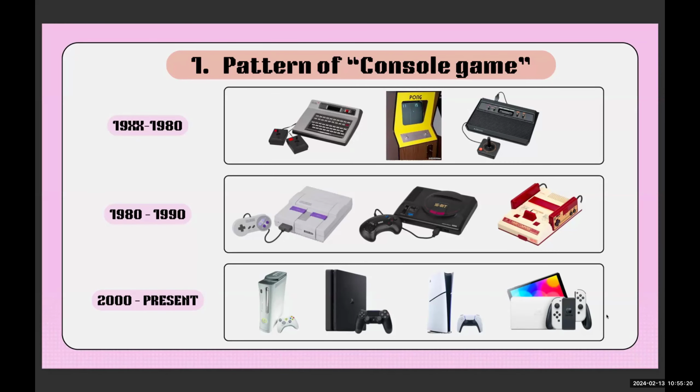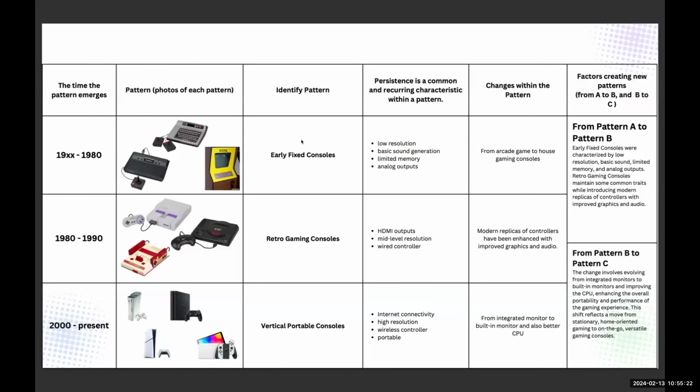So those from the 19th century are a fixed console. The reason why I identify it like this is because you cannot move it anywhere. It's super not portable at all, especially the Pong one. It's just like an arcade game. You cannot move it at all.